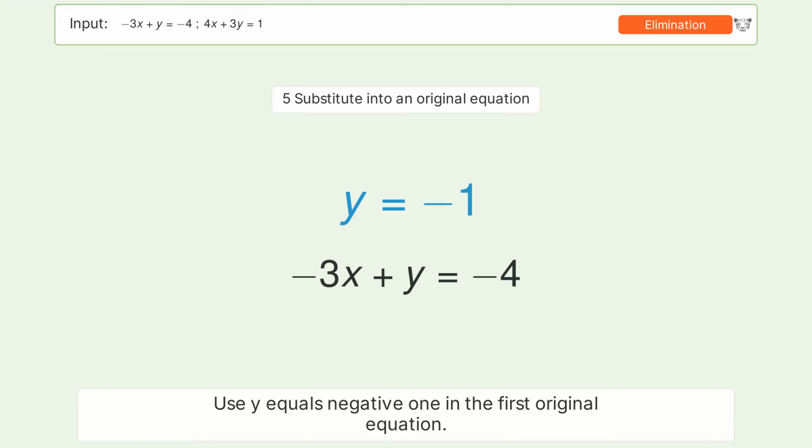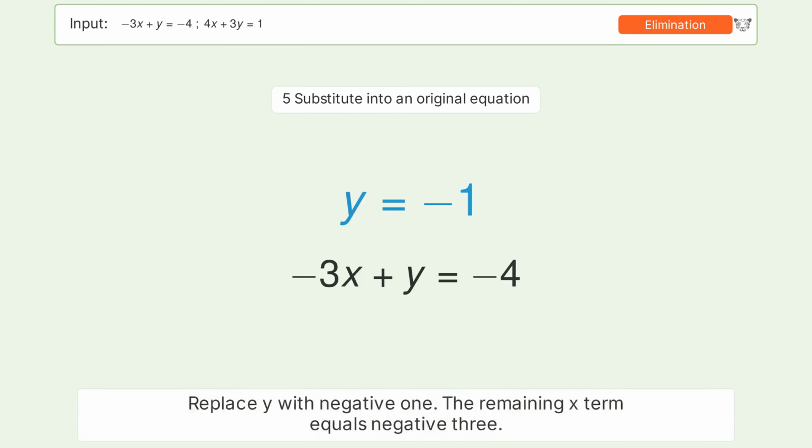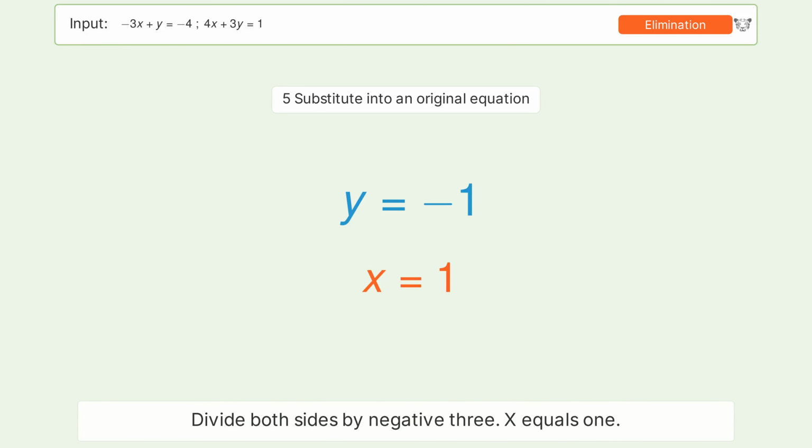Use y equals negative 1 in the first original equation. Replace y with negative 1. The remaining x term equals negative 3. Divide both sides by negative 3. X equals 1.